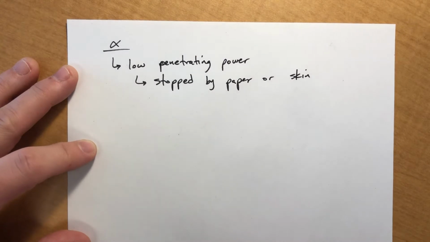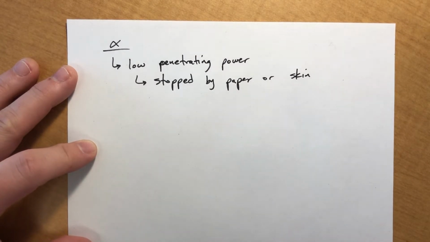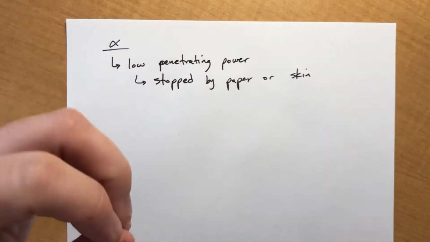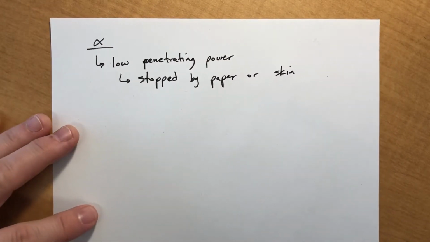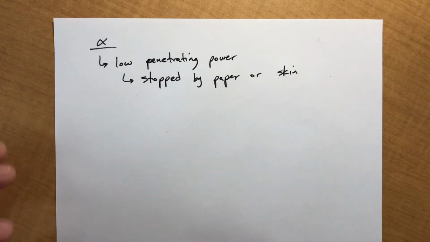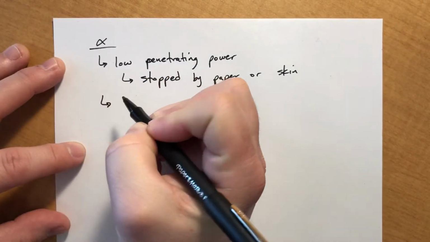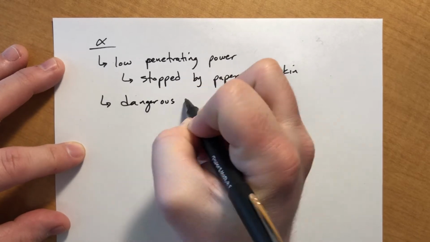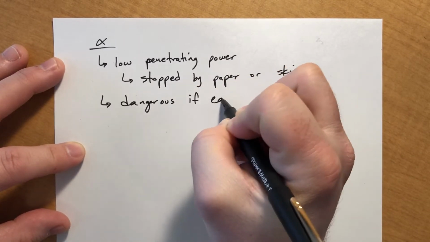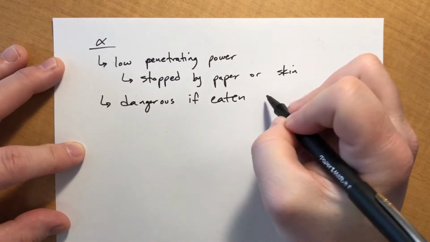The only time that it's really dangerous is if you inhale it or if you eat it. If something is emitting alpha particles inside of your body, then it's really, really dangerous, and your risk of cancer goes up really quickly. So it's super scary if eaten or breathed or inhaled.